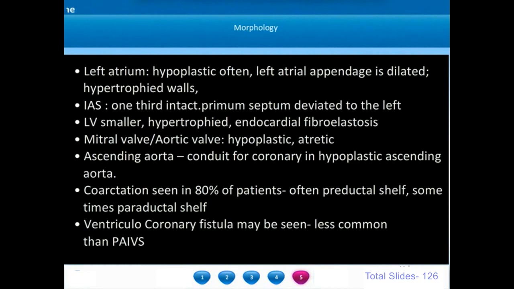Ventriculocoronary fistula may be seen less commonly, contrary to pulmonary atresia with intact ventricular septum, where the right ventricle dependent coronary circulation is more commonly seen. In hypoplastic left heart syndrome, the ventriculocoronary fistula is not so common.